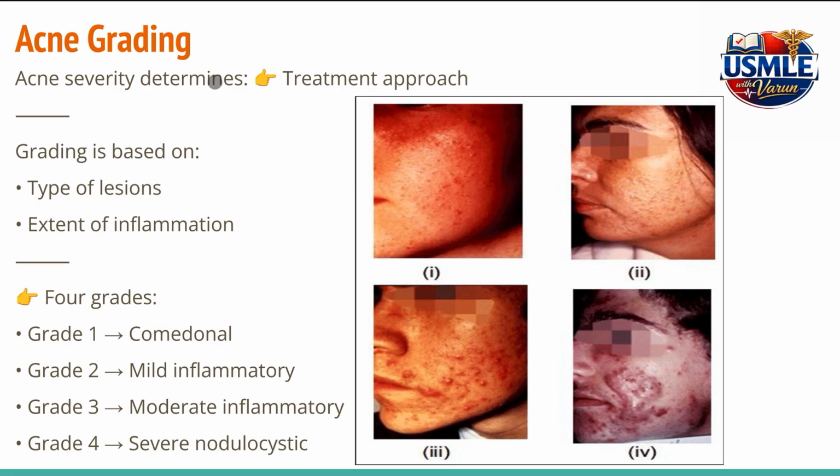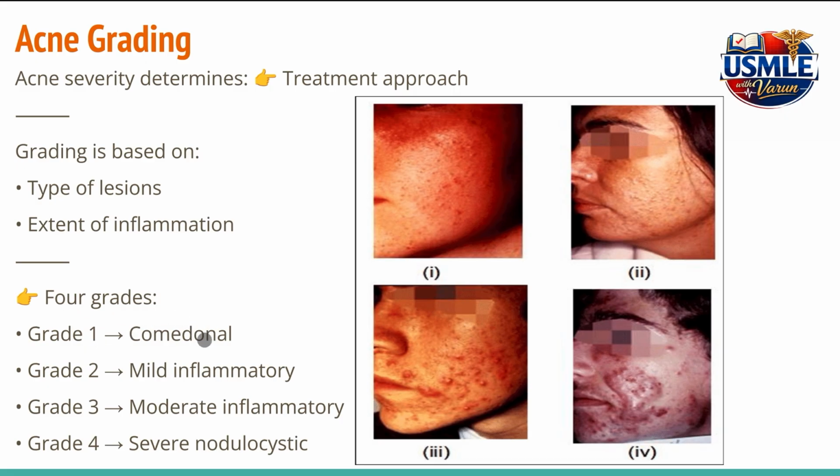Now that we understand how acne forms, the next step is to grade its severity because the treatment depends entirely on this severity pattern. We need to think of acne as a spectrum. At one end, you have a purely inflammatory lesion, and at the other end, you have purely non-inflammatory lesions. So we can classify acne into four grades.